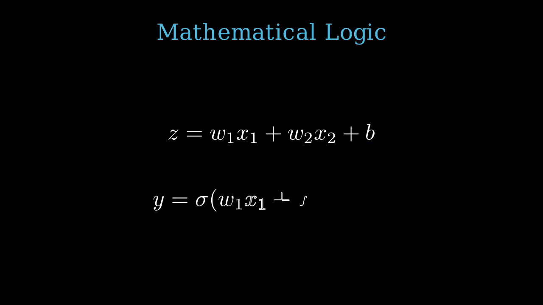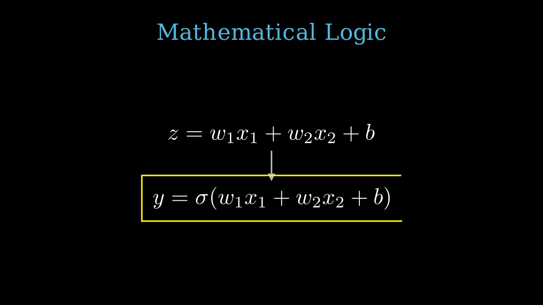Let us look at the full mathematical logic of this process. We take input 1 times weight 1, plus input 2 times weight 2, plus the bias term. This entire expression is then passed through the activation function to generate the final classification. While this might seem simple, this linear combination of inputs and weights is the fundamental calculation used in even the most advanced deep learning architectures today. It is the basic unit of computational intelligence.